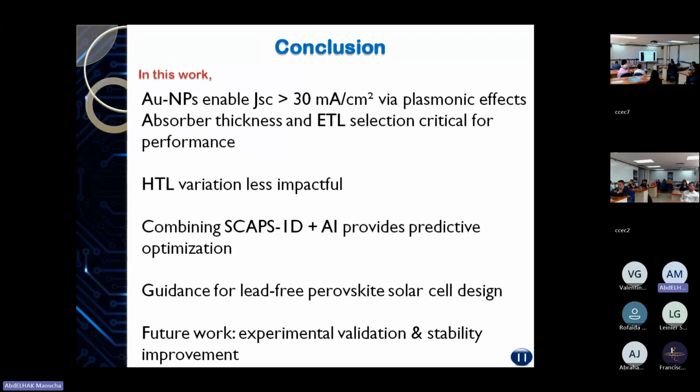To conclude, we demonstrated that gold nanoparticles can enhance short circuit current in lead-free perovskite solar cells, reaching values above 30 milliampere per centimeter square. This combination of optical modeling, electrical simulation, and AI analysis provides a powerful framework for device optimization.